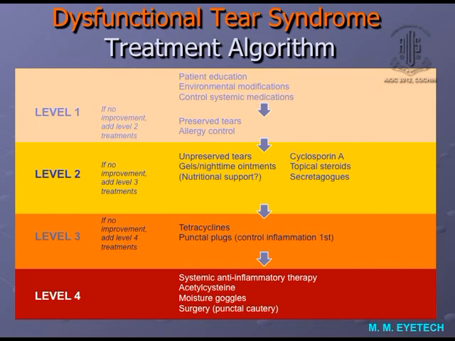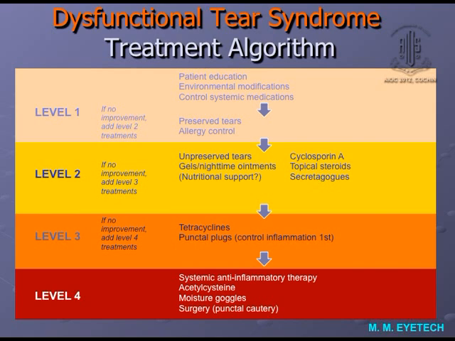If there is no improvement, then we move to level 2 treatments, which is we go to unpreserved tears, add nighttime support in the form of gels and ointments, as well as nutritional support with a question mark, which really means looking at omega-3 and things like that. And of course, the addition of cyclosporin, the use of topical steroids in short bursts, and secretagogues.